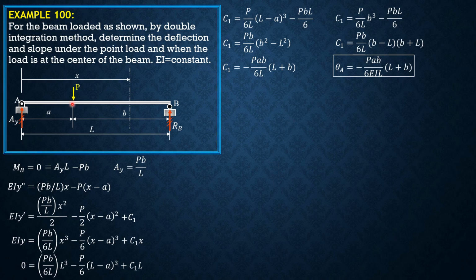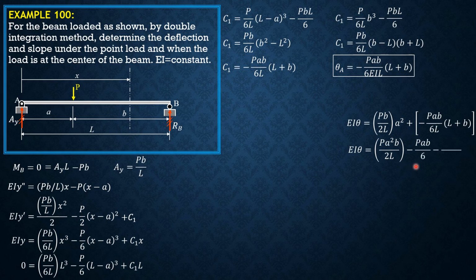Then for theta under the load, we set X equals A in this equation here. So EI theta equals PB over 2L times A squared. This is 0 when X is A. Then plus C sub 1, which is negative PAB over 6L times L plus B. So let's expand: EI theta equals PA squared B over 2L minus PAB over 6. Distribute, then minus PAB squared over 6L.